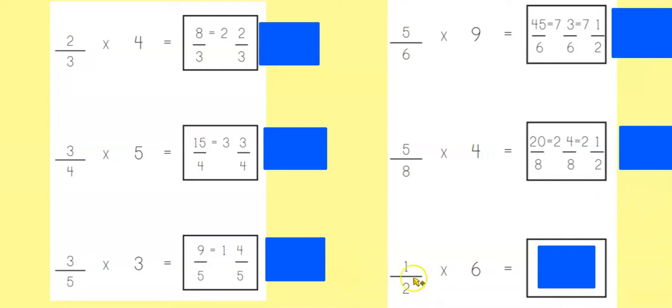And last but not least, 1/2 times 6. They're still going to be halves, and then we're going to have 6 times as many.